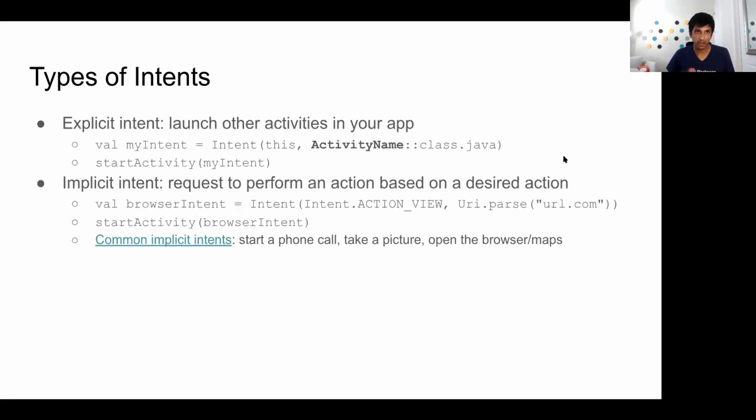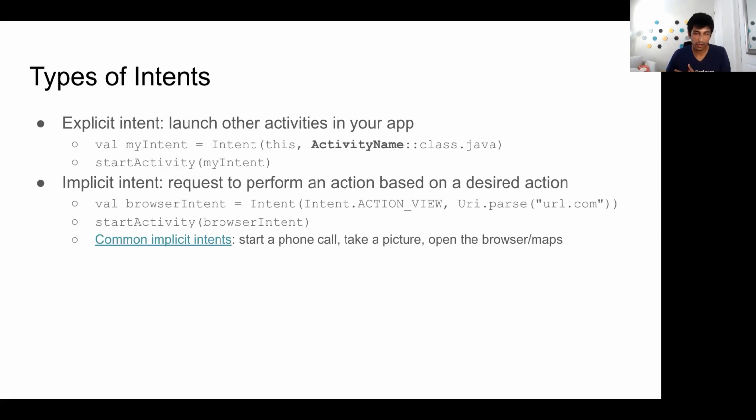There are 2 kinds of intents, right? We talked about this last week. An explicit intent means that we launch another activity within your application. For example, by default, you have an activity called main activity, right? If I have another activity called activity name, then the way I would launch it is I would create a new intent like this. I'd pass in the activity name class, and I would say start activity with that intent.